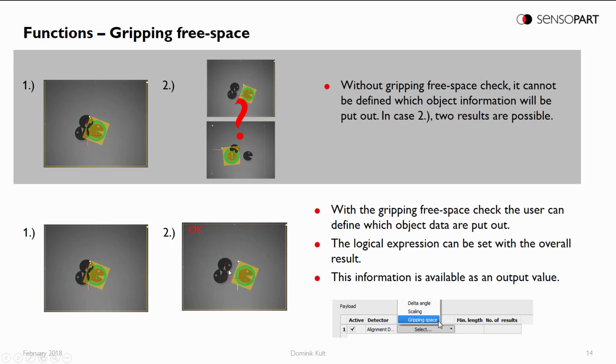That means you define your contour alignment with the gripping free space check. You define a rule for what a free space means. In my case, I defined a grayscale detector and I say around my object there is not allowed to be another object. And now I have the option to send this value out by the payload, and the value is called new in the new VISOR version with gripping space.